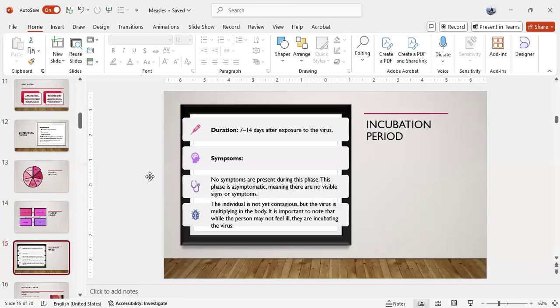Incubation period. The duration is 7 to 14 days after exposure to the virus. During this period, there are no symptoms present. This phase is asymptomatic, meaning that there are no visible signs or symptoms. The individual is not yet contagious, but the virus is multiplying in the body. It is important to note that while the person may not be ill, they are incubating the virus.